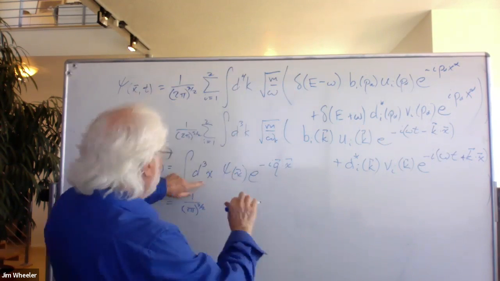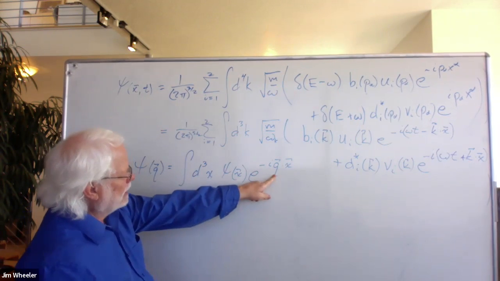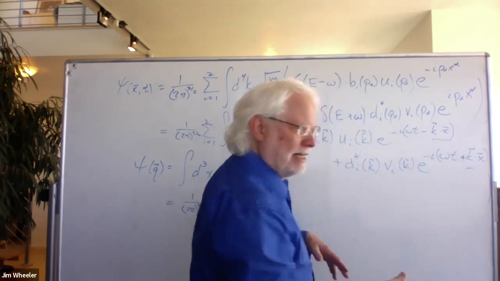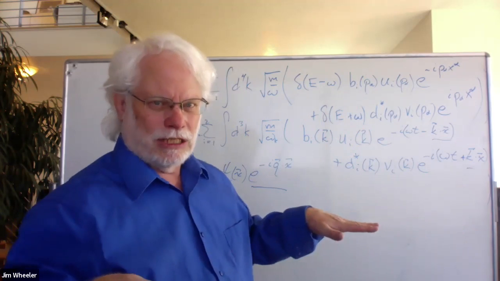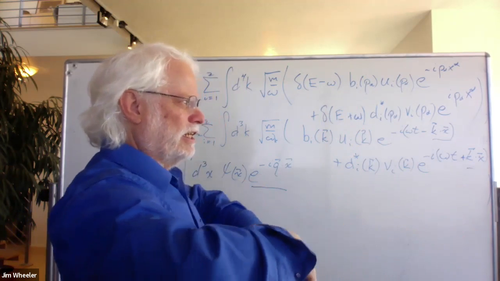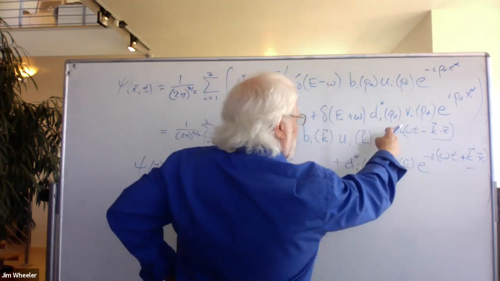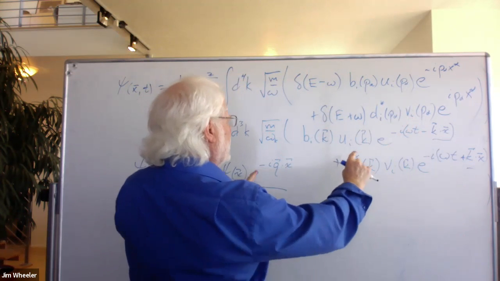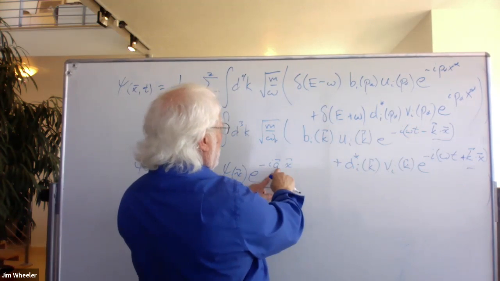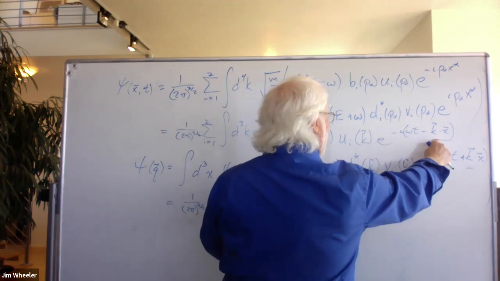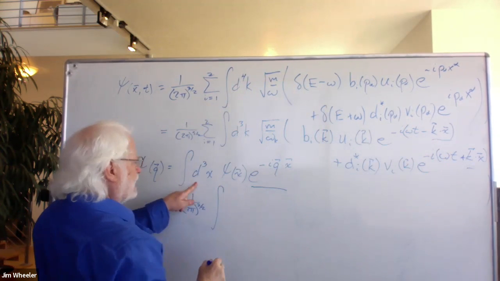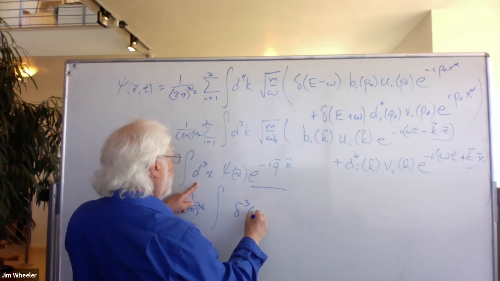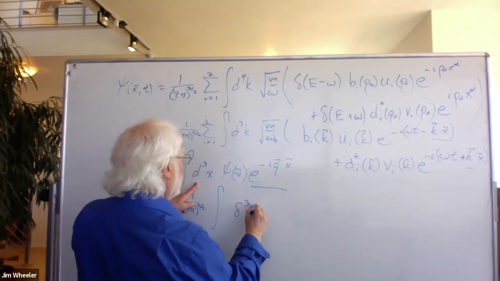Okay, so we want to do the x integral. This exponential is going to combine with the k dot x. I'm setting t to 0 here. We're just looking at a time slice. This will give us initial conditions, and then the rest evolves in time according to the energy. Now this first one is going to be e to the minus i q dot x plus i k dot x. So the x integral is going to give us a delta 3 of k minus q.